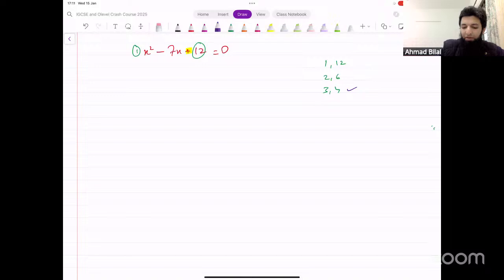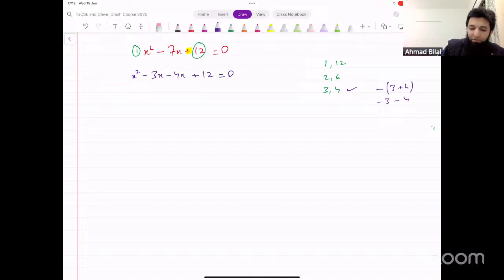But how exactly do we add them? Because we want -7 eventually, right? So we do it like this. We say 3 plus 4, and then we have a minus sign outside like this. Or in other words, it's -3 minus 4, because that is what is going to give us -7. You can break it down into two parts like this. This becomes -3x minus 4x plus 12 equal to 0. The middle term is broken. Now the left side can be factorized.